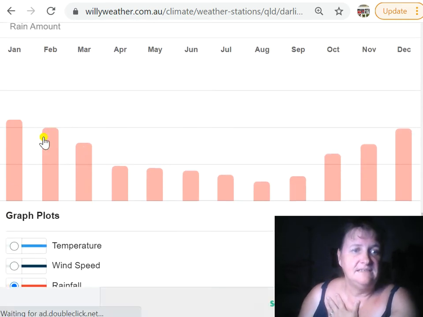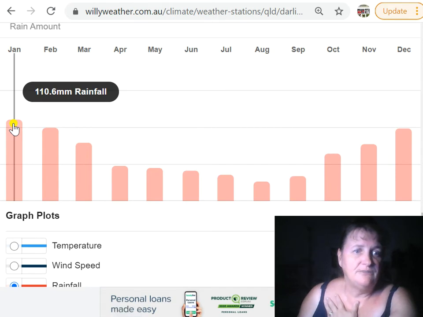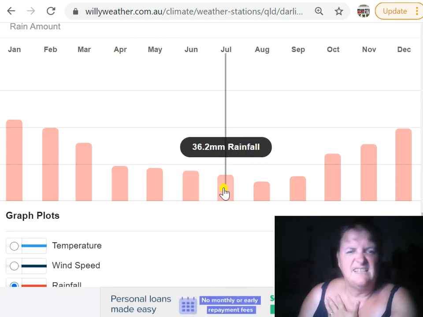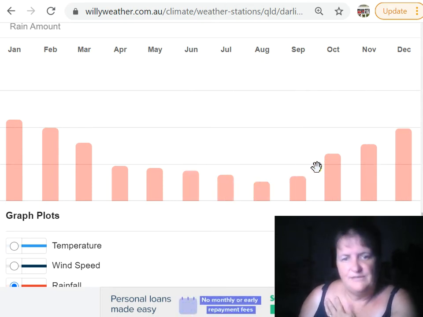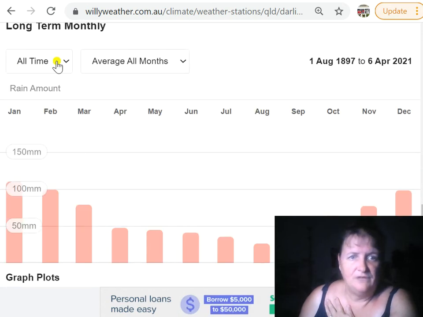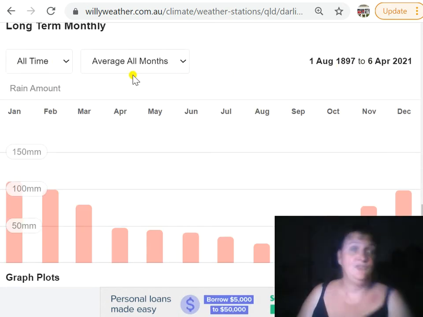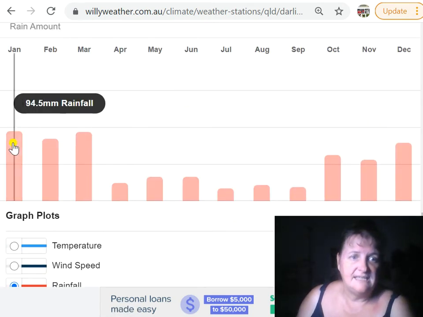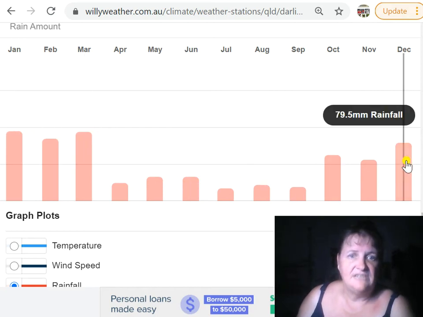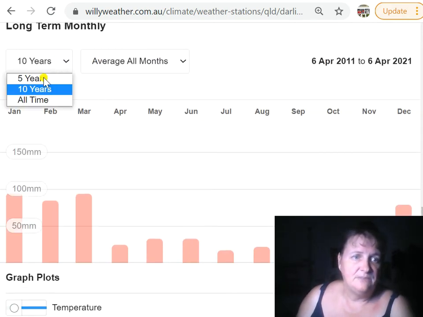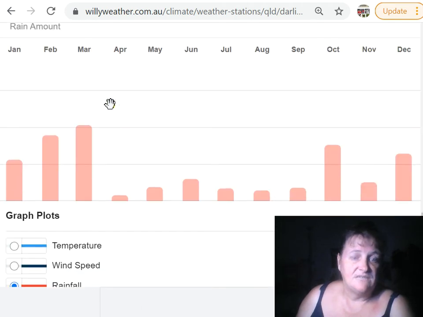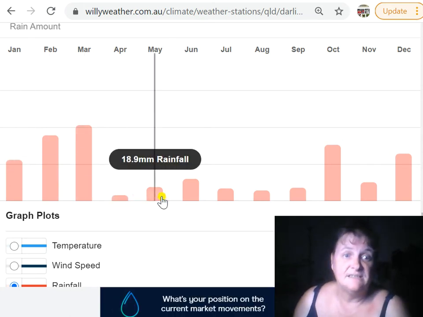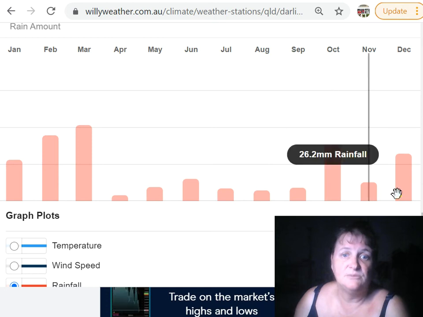This graph here shows you the rainfall averages for the different months. Technically we have not gotten this much rain, but this is averaged out over all time, from 1897 all the way to today. If I take it to 10 years, so just the last 10 years, you can see the rainfall has changed considerably. And if we bring it down to the last 5 years, you can see it's dropped even further. So the last 5 years have been a considerable challenge for the area.